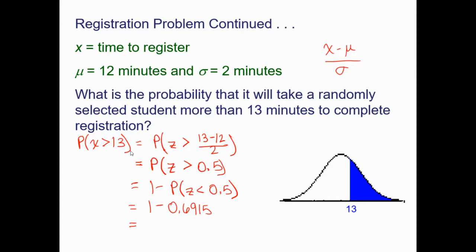I found the 0.5 in the column and then go over to 0.00, which is right there. Oh, they flip the table on you. I see, okay, I got you.